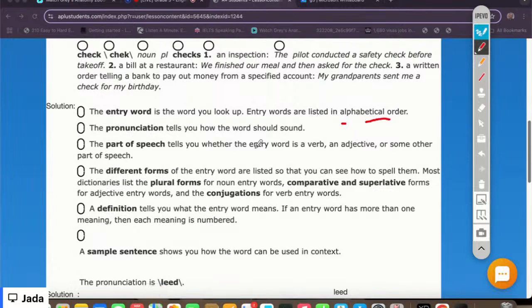Now, the pronunciation tells you how the word should sound. The part of speech tells you whether the entry word is a verb, adjective, or some other part of speech. Now, the different forms of the entry words are listed so that you can see how to spell them. Most dictionaries list the plural forms for noun entry words, comparative and superlative forms for adjective entry words, and the conjugation for verb entry words.